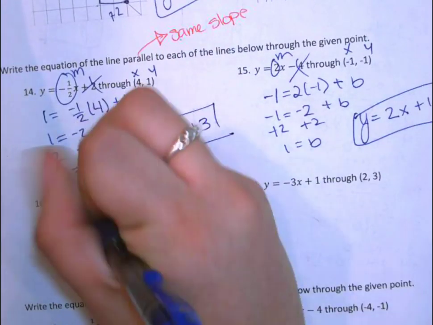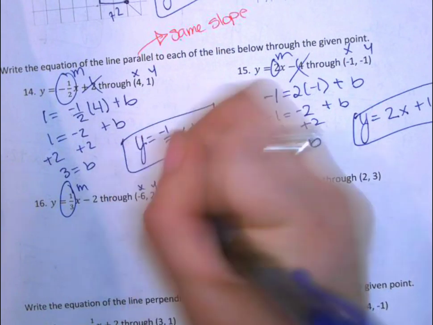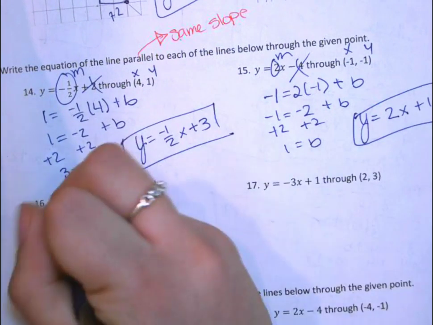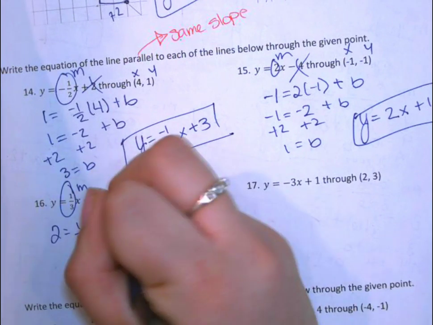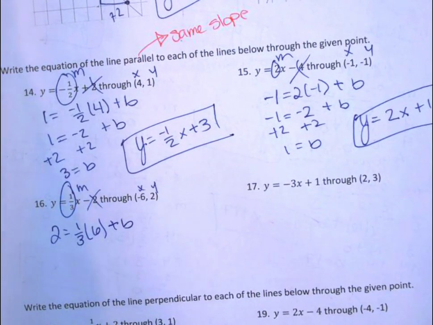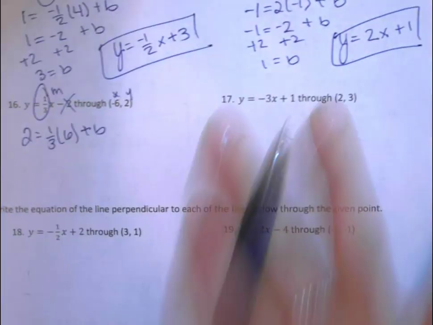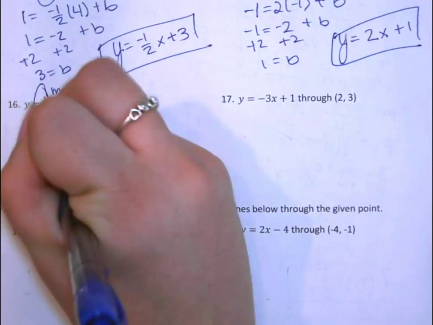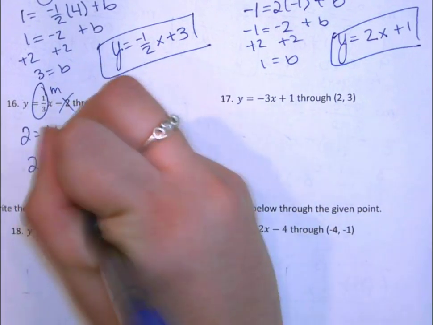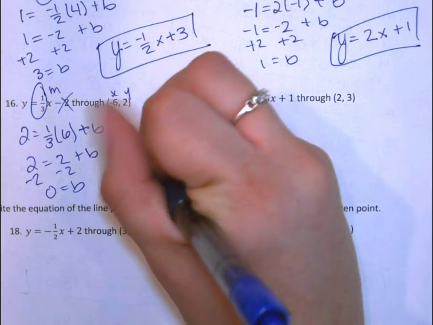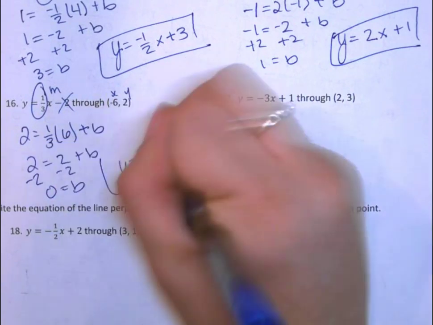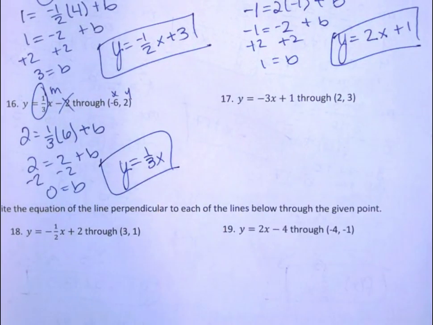Same thing over here. This is my slope, x, y. Negative 2 is not important. So now I get 2 equals 1/3 times 6 plus b. 1/3 of 6 is the same thing as saying 6 divided by 3. So that's 2. I have 2 equals 2 plus b. Subtract 2 on both sides. 0 equals b. So all I have to do is y equals 1/3 x, because the b does not exist.